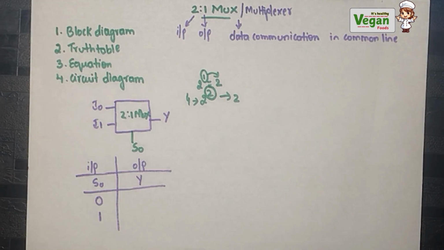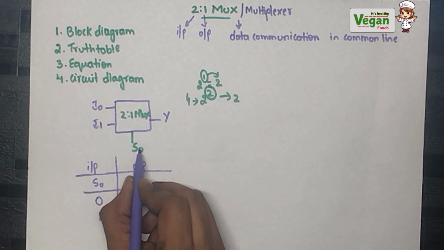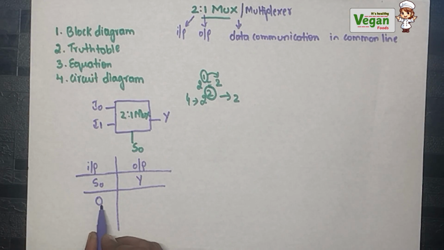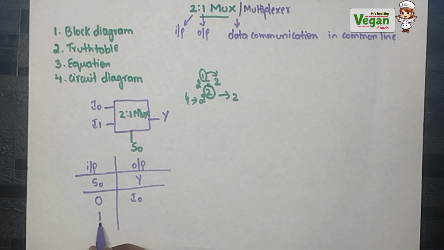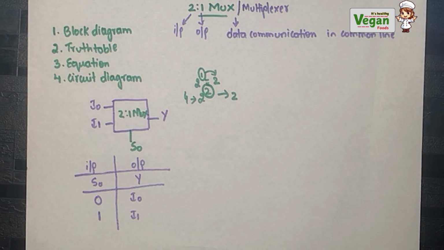Now let's assume that when the S0 value, that is the selective line value, is equal to 0, I0 will be the output. When the S0 value is 1, I1 will be the output. Now using this truth table, we will represent them using the characteristic equation. We write the characteristic equation for the output side, where we have only one output.